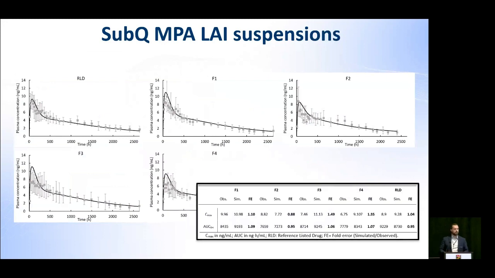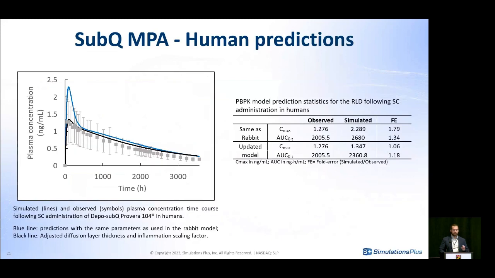So we had this model, and we wanted to see, can we predict human? Can we go a step further? So that's what we've done.